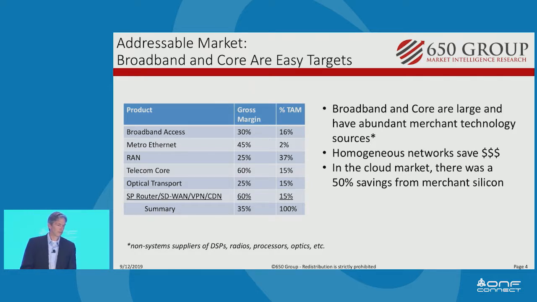What I think we can safely say here is that the broadband and core are very large opportunities and have a great deal of merchant technology sources. What do I mean by merchant technology sources? What I'm talking about is you can buy chips, like Broadcom chips for switching. You can buy radio technology or other types of processor systems that can be applied, that may or may not be available directly from systems companies.